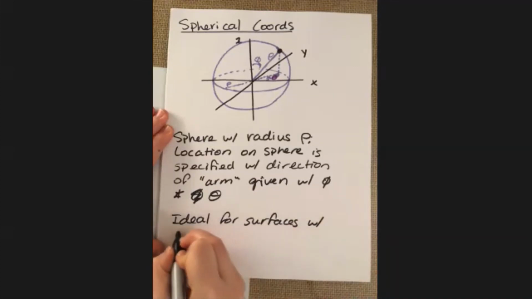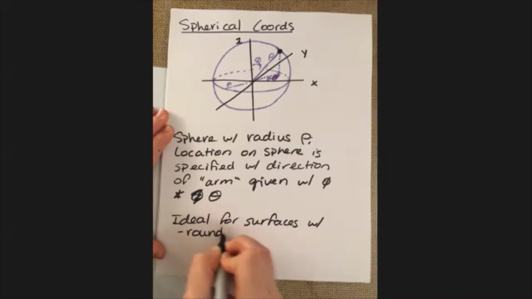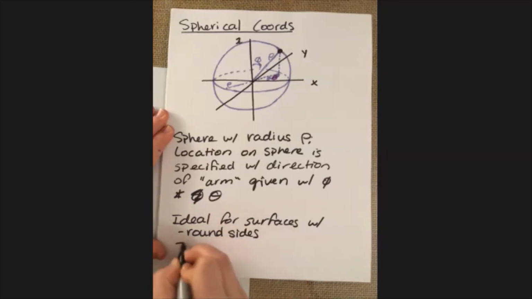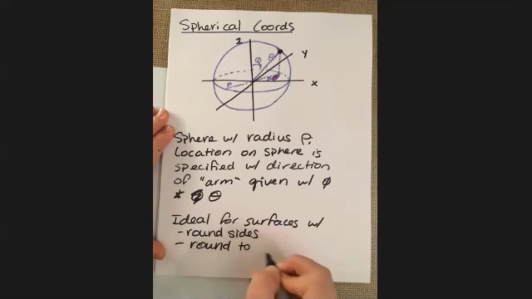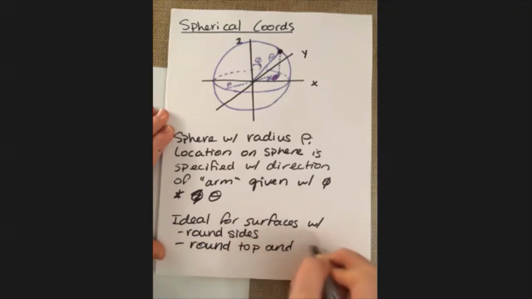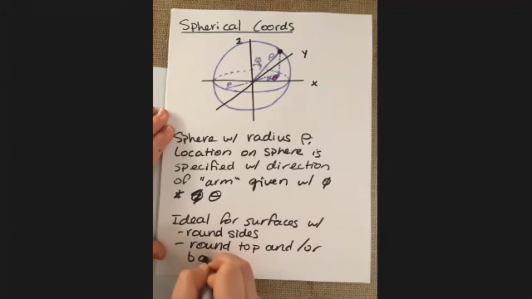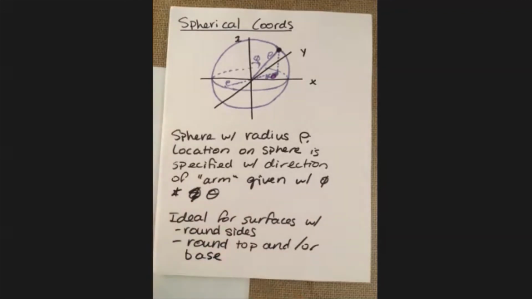And so you're going to be looking for things that have round sides and have a round top and/or bottom, or face. If you want to compare and contrast a little bit, the typical ice cream cone shape that we see in a lot of things is really great for spherical coordinates because it doesn't have a flat top, whereas just the plain old cone is great for cylindrical coordinates because it does have that flat top.